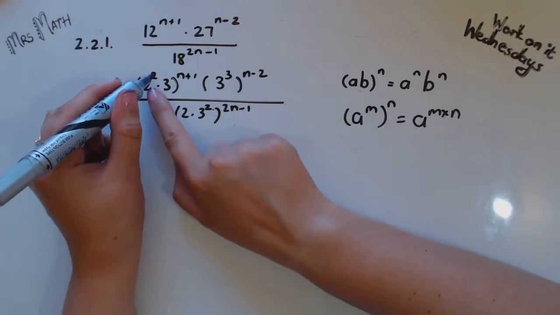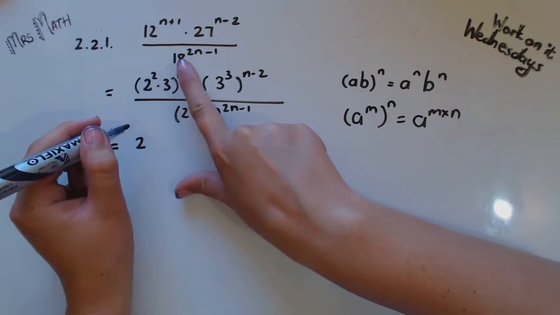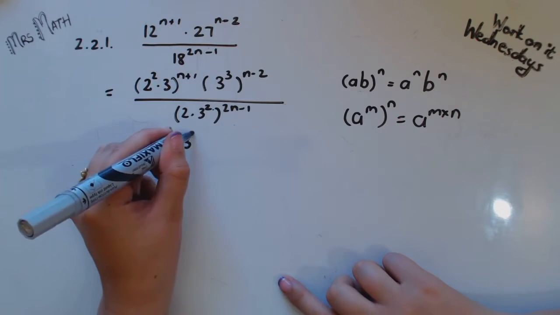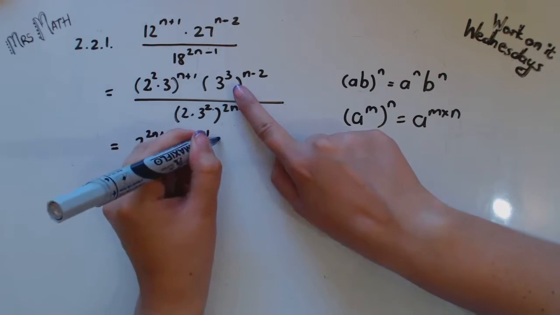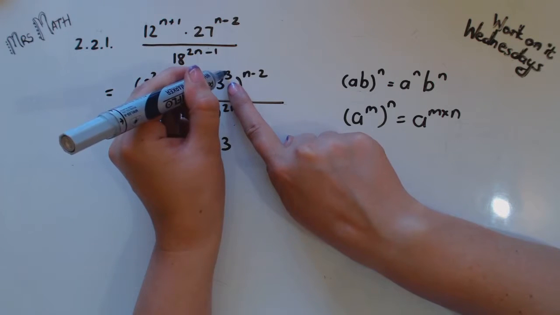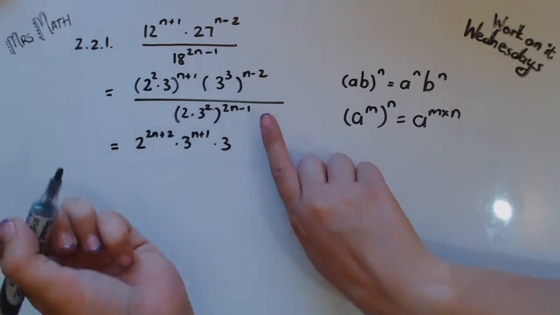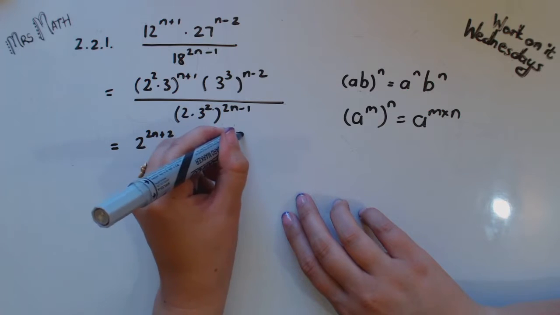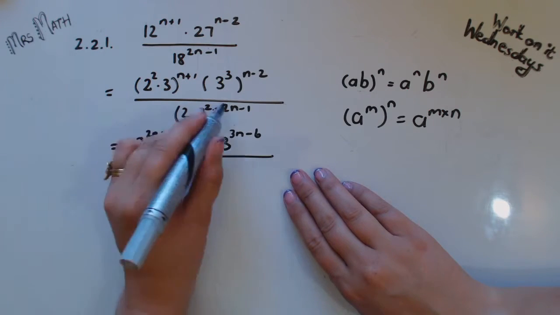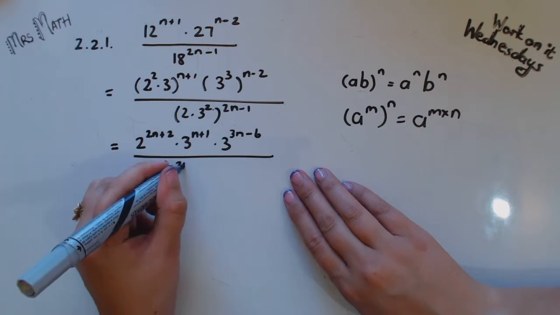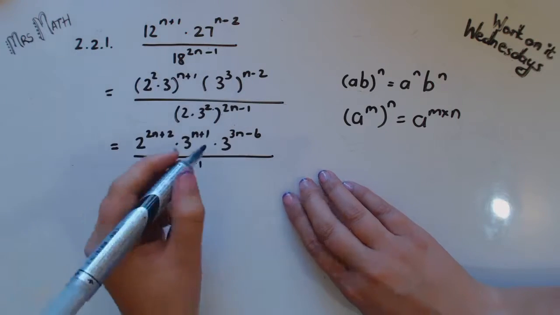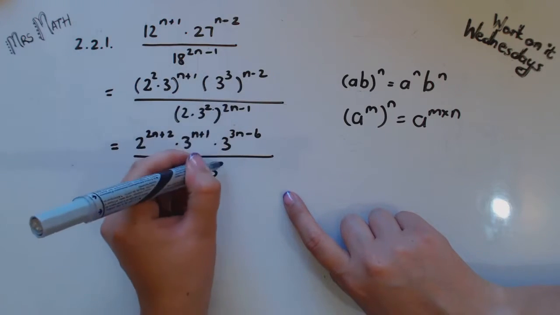I've got 2 to the power of 2n plus 2, 3 to the power of n plus 1, 3 to the power of, are you still awake? I'm going to multiply this with both of them. Yes, brilliant. Okay, so that's going to be 3n minus 6. And then here, I'm going to take 2 to the power of that, 2n minus 1, because there's brackets and a power, this power applies to both. And 3 to the power of 4n.